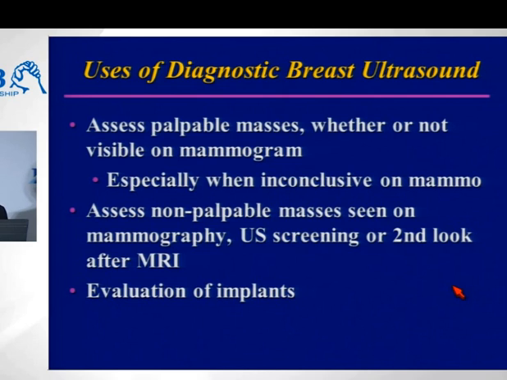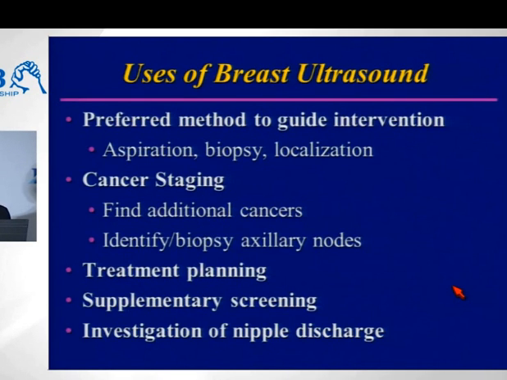We use ultrasound, of course, for non-palpable masses, the ones we find on screening mammography, but also now with ultrasound screening, and for second look ultrasound for masses seen on MRI. We use it occasionally for evaluation of implants. And it's absolutely the preferred method to guide intervention. If you can see a lesion both on ultrasound and on mammography, and you've got the choice to biopsy it either with stereotactic guidance or ultrasound guidance, ultrasound's the way to go. It's faster, cheaper, more comfortable, and doesn't use ionizing radiation.